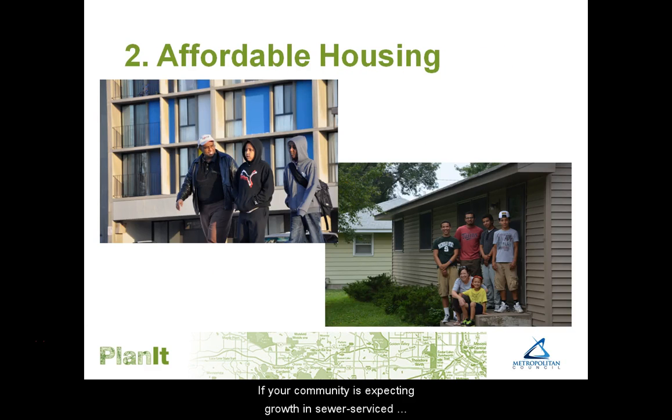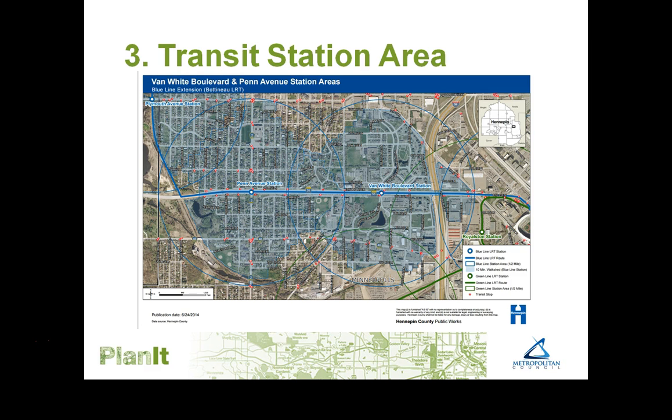If your community is expecting growth in sewer-serviced areas, a portion of that growth must address your share of the future need for affordable housing. This means guiding residential land at densities that make affordable housing development possible. If your community has or will have a transit station area, there are minimum densities to support transit-oriented development in that area.